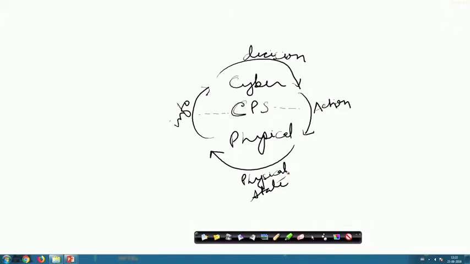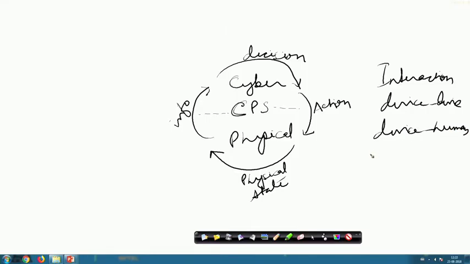What we can see over here is interaction primarily between devices, device to device, but it could also be device to humans, or even human to human. All kinds of interactions are going to happen, but this is basically the kind of loop that we are talking about. This loop is going to take effect.